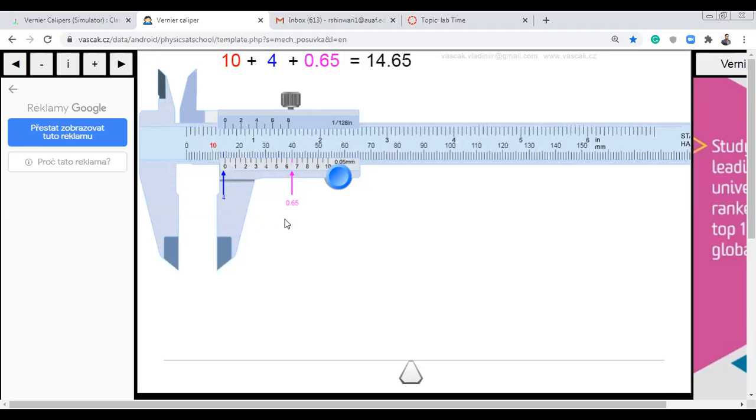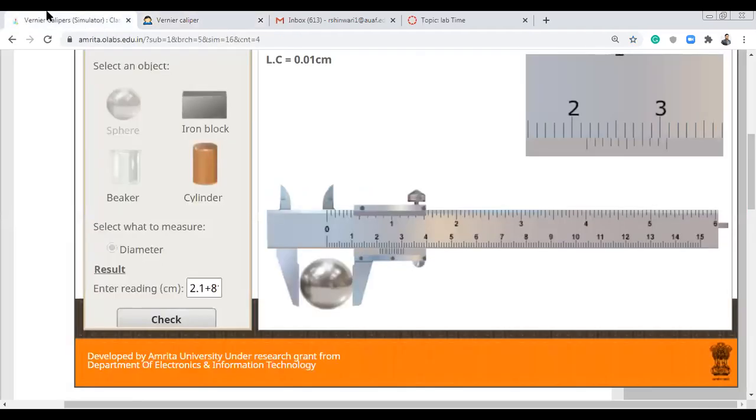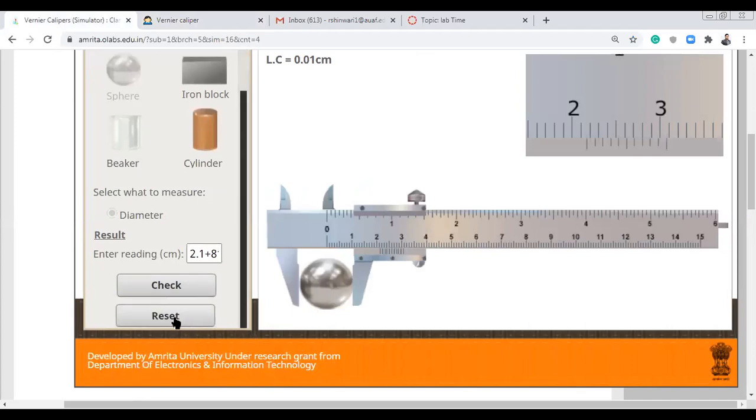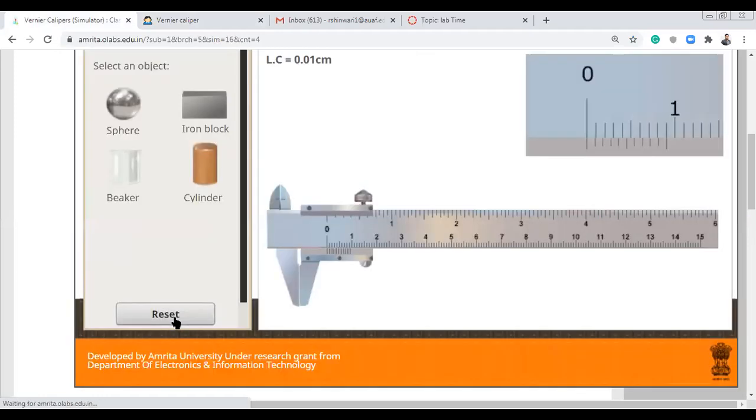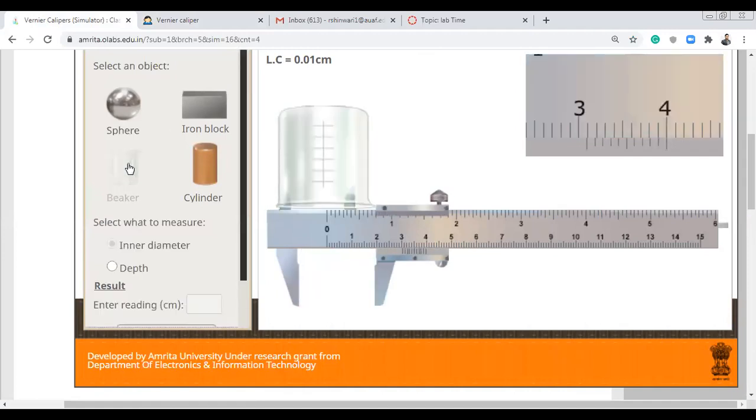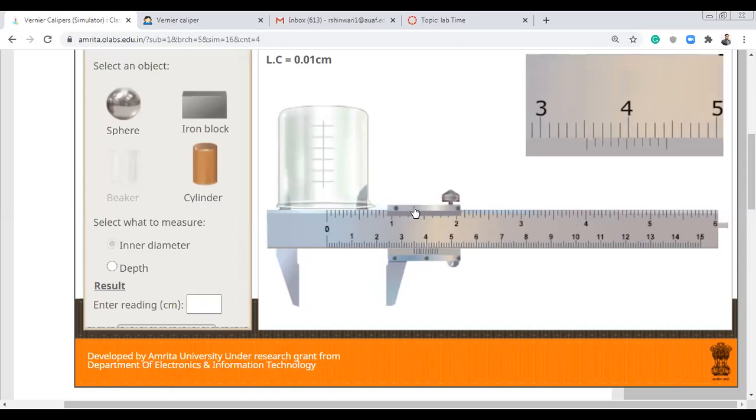Anyhow, for example, if you want to find the internal diameter, first of all, reset this one, correct? Check the zero error. If there is zero error, record that one, positive error or negative error. But if there is no error, take this beaker. Let's suppose we want the internal diameter, internal length. So you need to fix this one. Now this one is fixed.